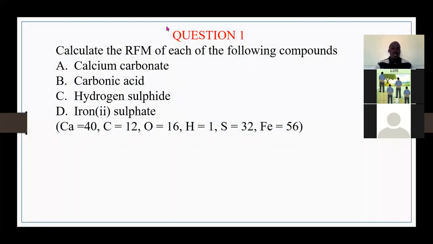We shall start with question 1. We need to calculate the relative formula mass of each of the following compounds. Please do it as fast as you can. We shall start with calcium carbonate. Today we have quite a lot to cover. Calcium carbonate. Yes, Ethan, you're welcome. Calcium carbonate. If you can do all the 4, because we are going to move quite fast. There is something I would like us to look at.